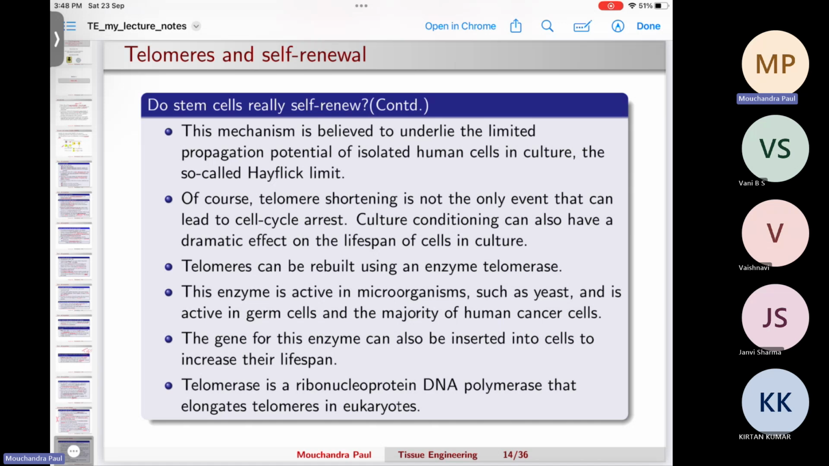So this mechanism, the mechanism that I discussed in the previous slide, is basically the underlying reason why the so-called Hayflick limit exists. If you remember, a cell that is isolated, say, from the fetus or from a newborn baby, can go at least 50 doublings before it reaches cell senescence. So this Hayflick limit is coming into place because of the molecular event that I have discussed so far.